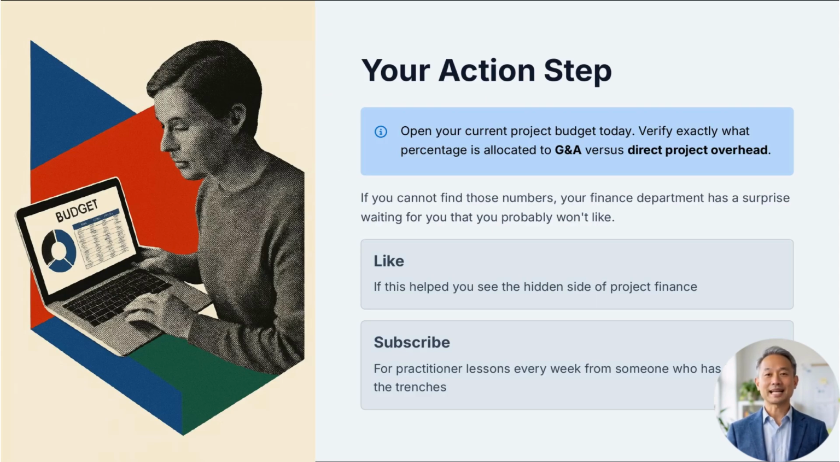Your actionable next step is to open your current project budget today and verify exactly what percentage of your total cost is allocated to G&A versus direct project overhead. If you cannot find those numbers, your finance department has a surprise waiting for you that you probably won't like.